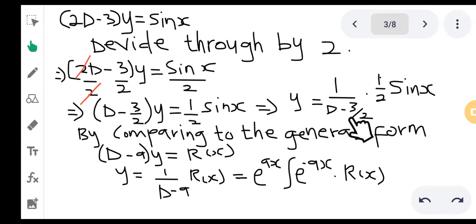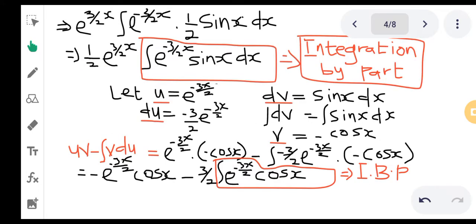Okay, so we know that your a is positive 3 over 2. So here will become 3 over 2, here will become negative 3 over 2, and r of x becomes half sine x. So that's what we have done here. You know that the half is a constant, so half can come out after the substitution. We are going to get half e exponent 3 over 2x multiplying the integral of e exponent minus 3 over 2x sine x dx.